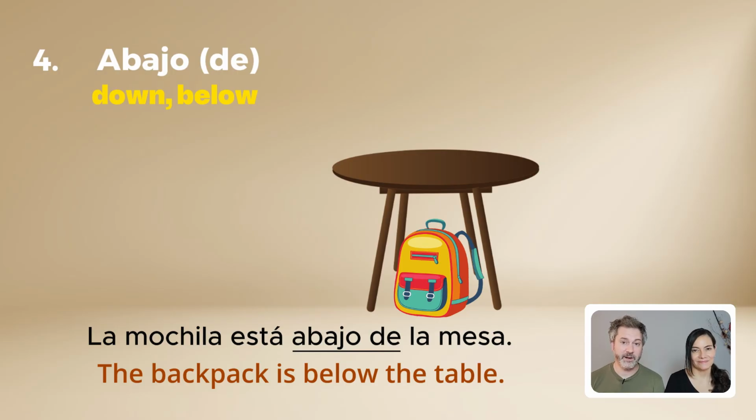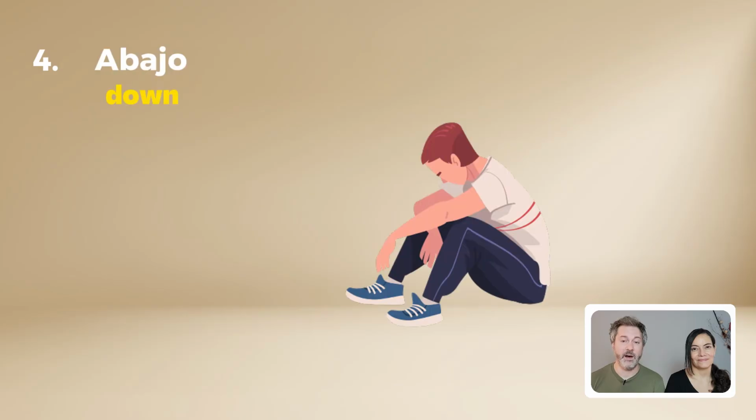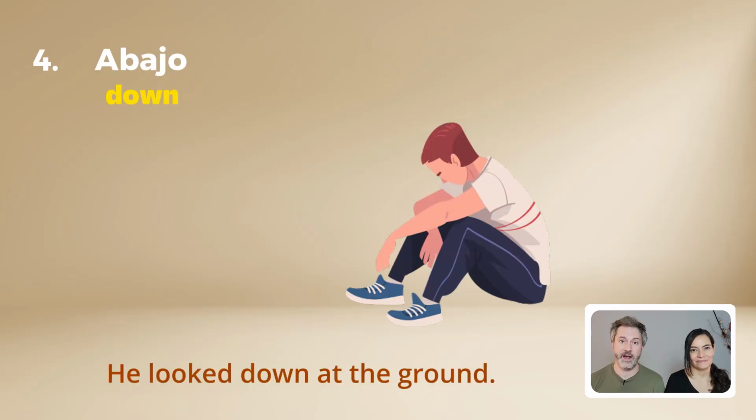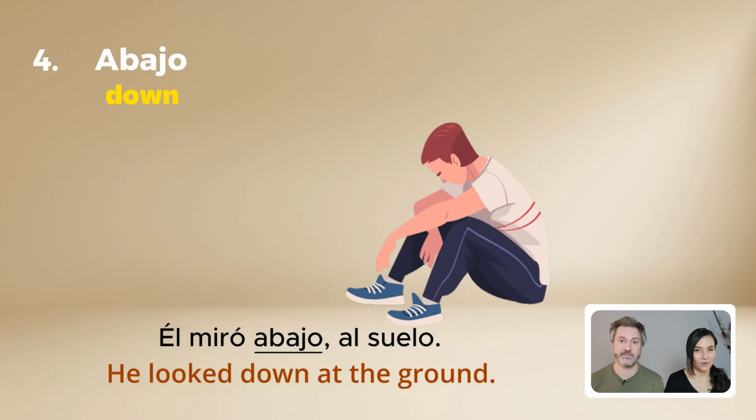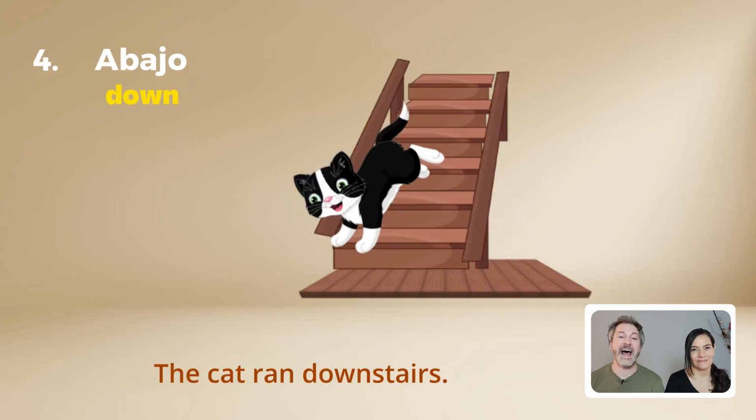But just like arriba can express up, abajo can express simply down, like he looked down at the ground. Él miró abajo, al suelo. Or the cat ran downstairs. El gato corrió abajo.